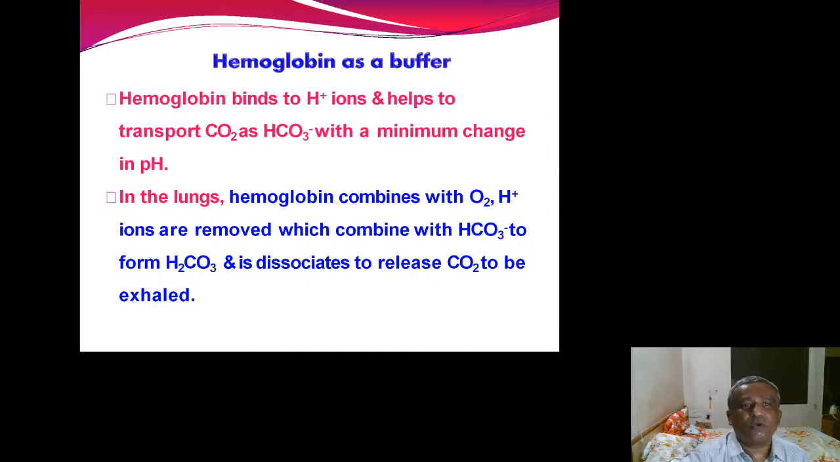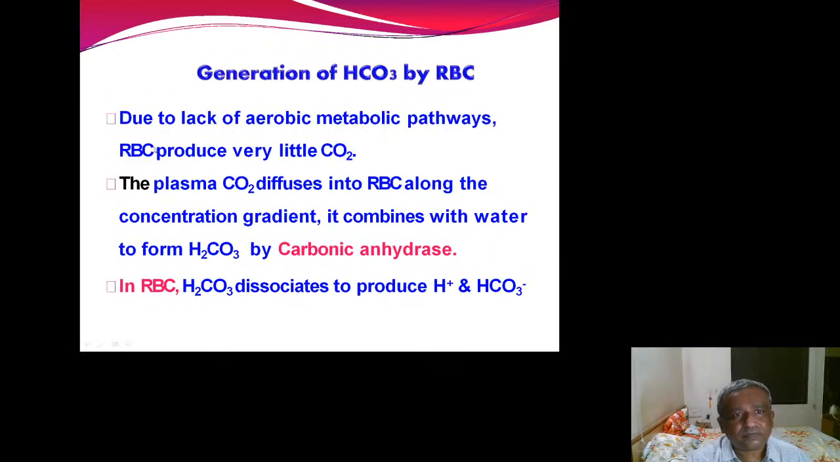Now we talk about hemoglobin as a buffer. Hemoglobin binds to H plus ions and helps to transport CO2 as HCO3 with a minimum change in the pH. In the lungs, the hemoglobin combines with O2. H plus ions are removed, which combine with HCO3 to form H2CO3, and it dissociates to release CO2, which is exhaled.